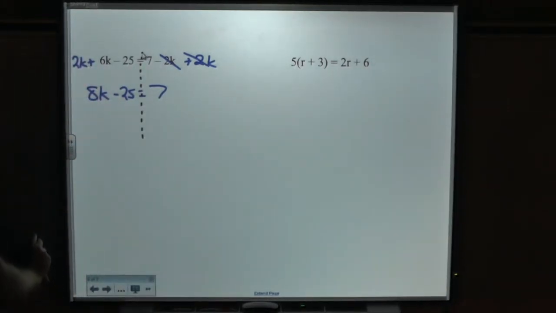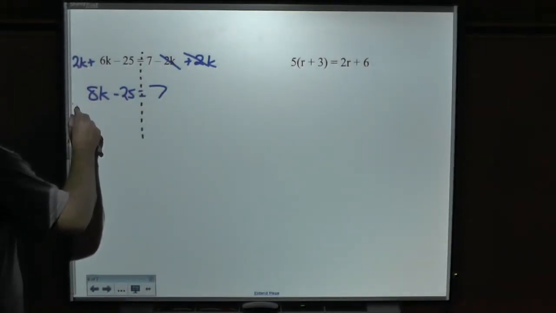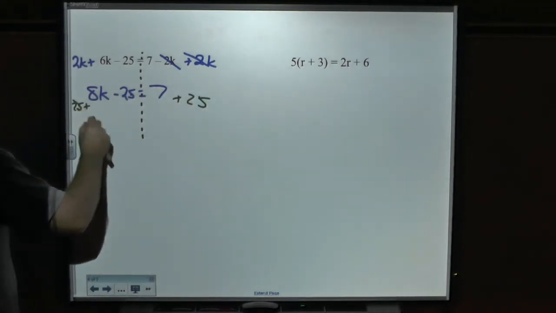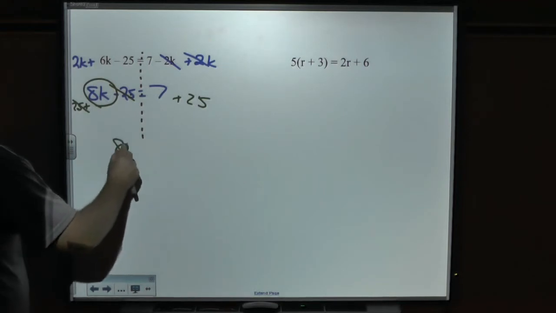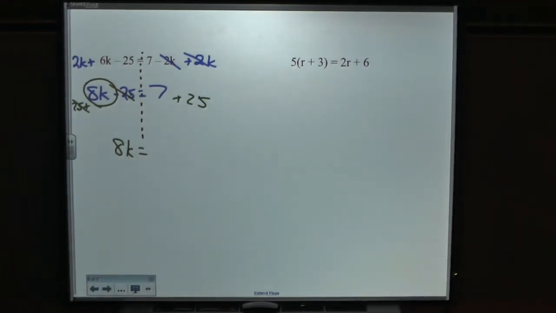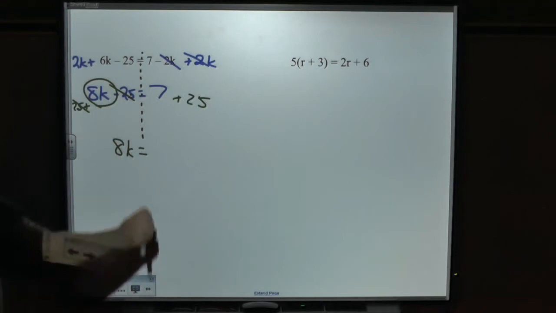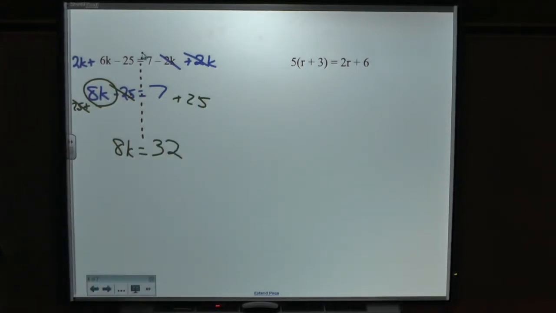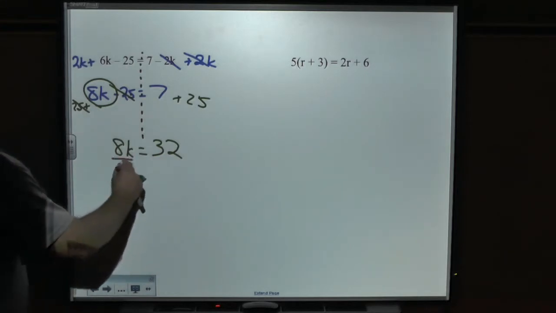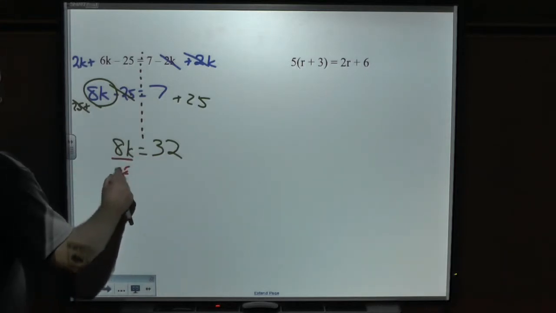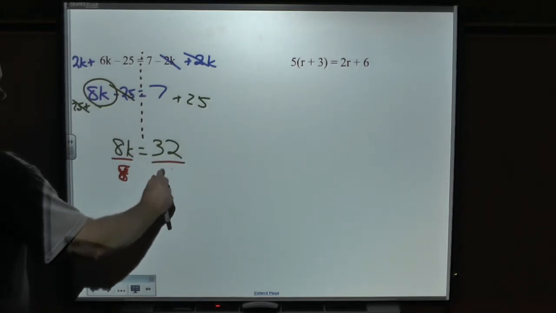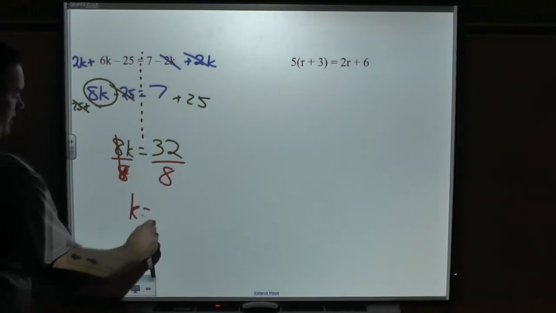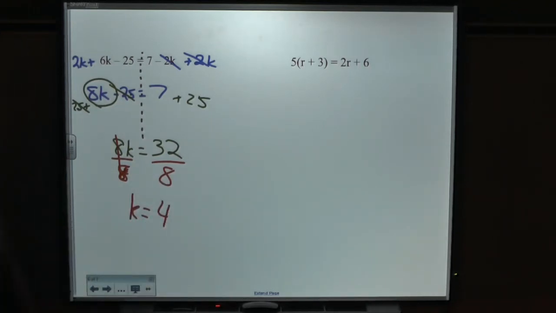You need to get rid of the negative 25, so you're going to add 25 to both sides. 25 and negative 25 is 0. You have an 8k left over. So at this point, you're going to take 7 plus 25 to get 32. And now, to get k by itself, you're down to a one-step equation. Divide both sides by the coefficient in front of the k. So you're going to divide both sides by 8. 8 divided by 8 is 1. You get k, and then 32 divided by 8 is 4.